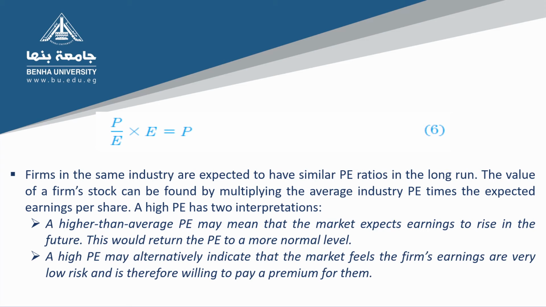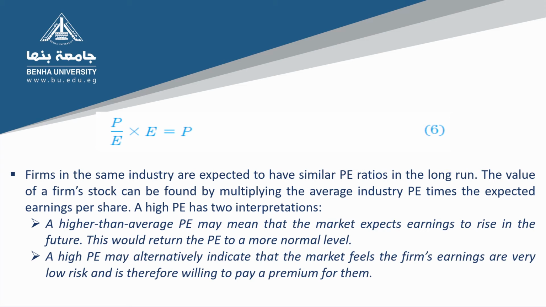Note that firms in the same industry are expected to have similar price earnings ratios in the long run. The value of a firm's stock can be found by multiplying the average industry price earnings times the expected earnings per share.